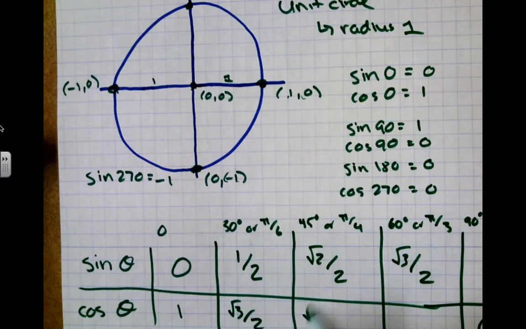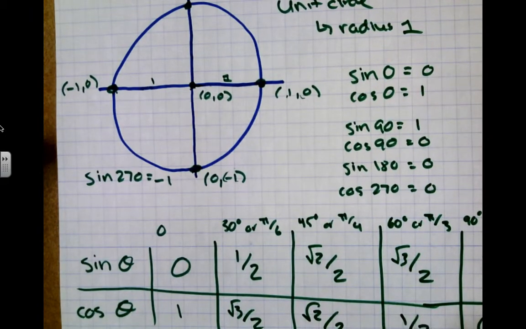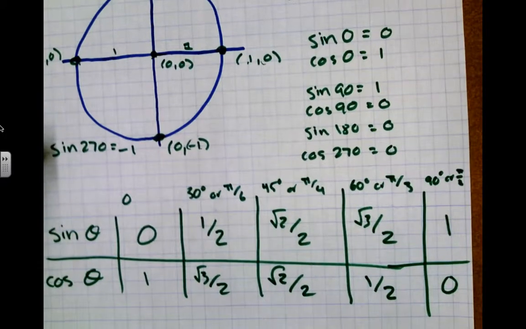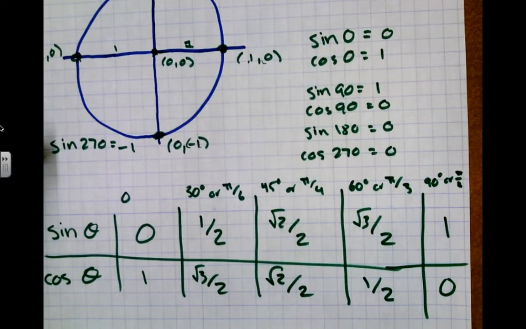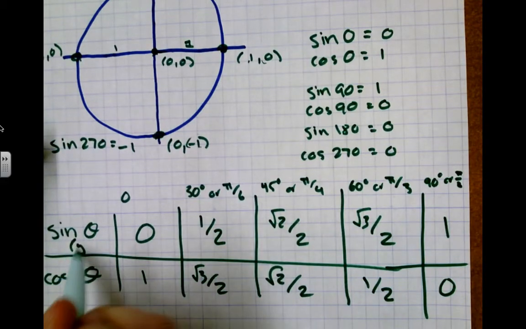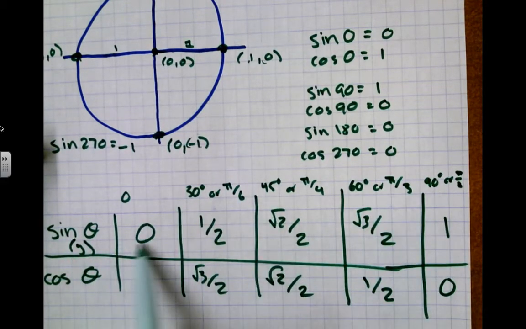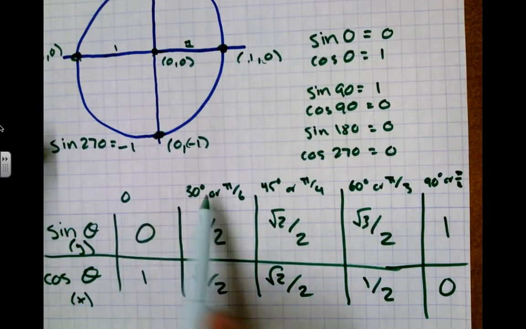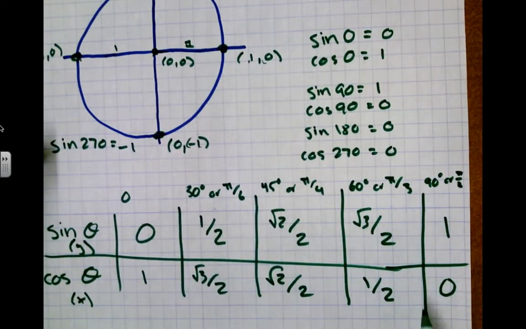Root 3 over 2, root 2 over 2, and 1/2. Alright, that's where all those values come from. What this is saying is the y-coordinate at each of these angles is whatever we have listed here. The x-coordinate at each of these angles is going to be each of those numbers listed along the bottom here. And really, this is what you're going to end up using when we find trig values, and that's in another video, which you could also watch on my channel.